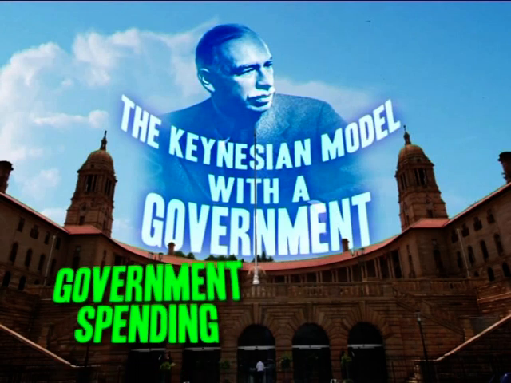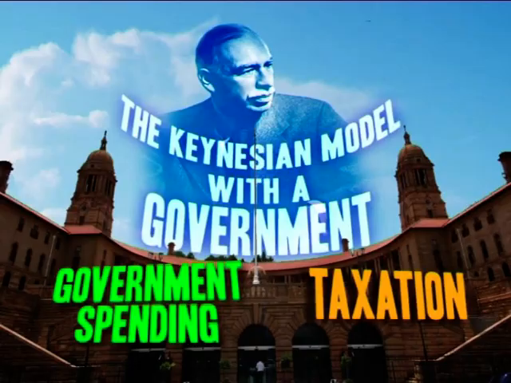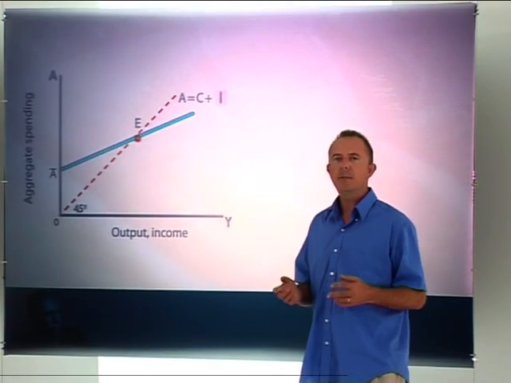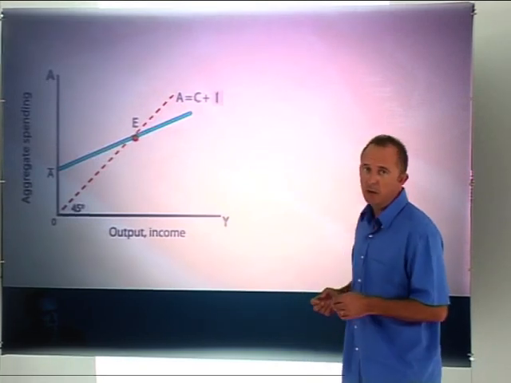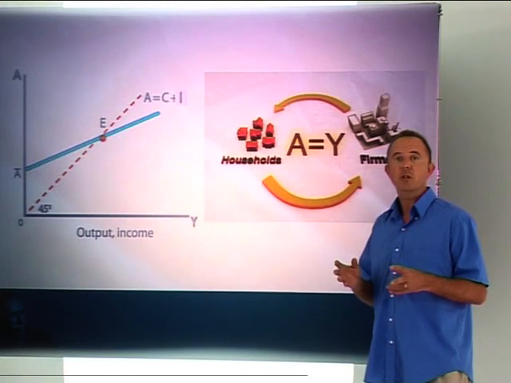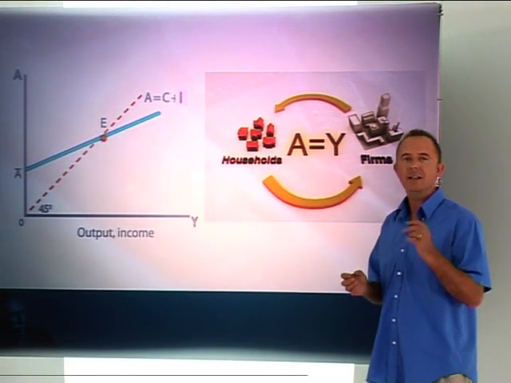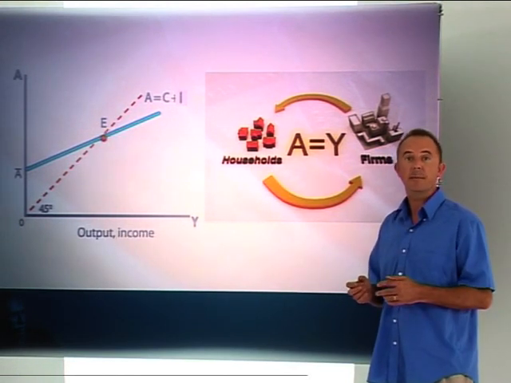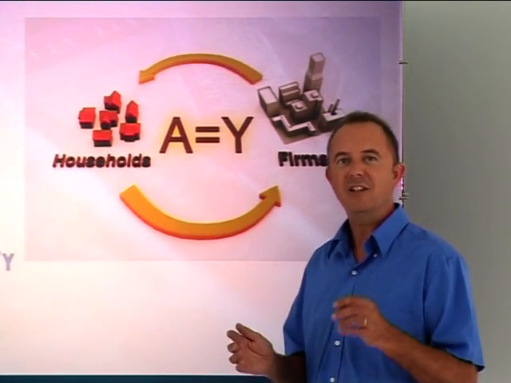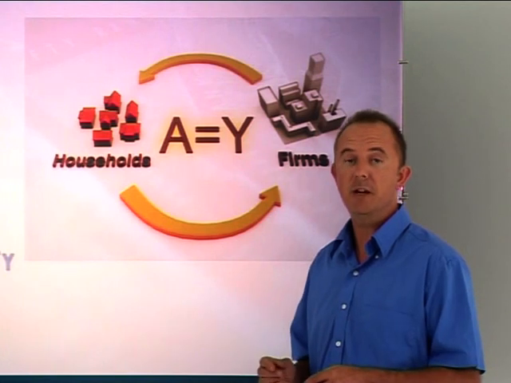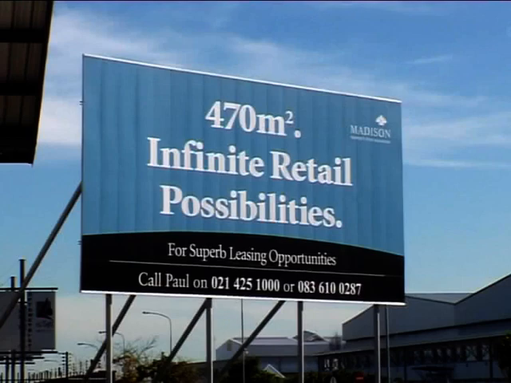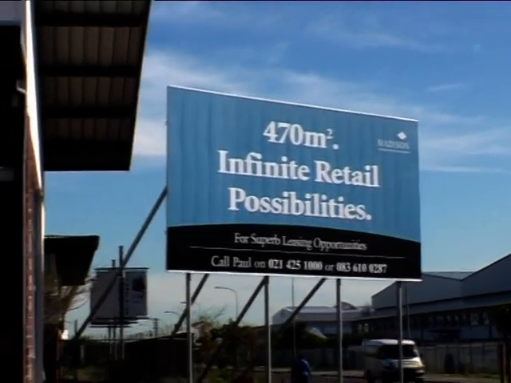In our simple Keynesian models so far, we've looked at the level of output and income, and we've seen how it's determined by total spending. We've also indicated that equilibrium in the goods market is reached when the level of output and income is equal to total spending. However, we also saw that this equilibrium position is not necessarily at the level of full employment.